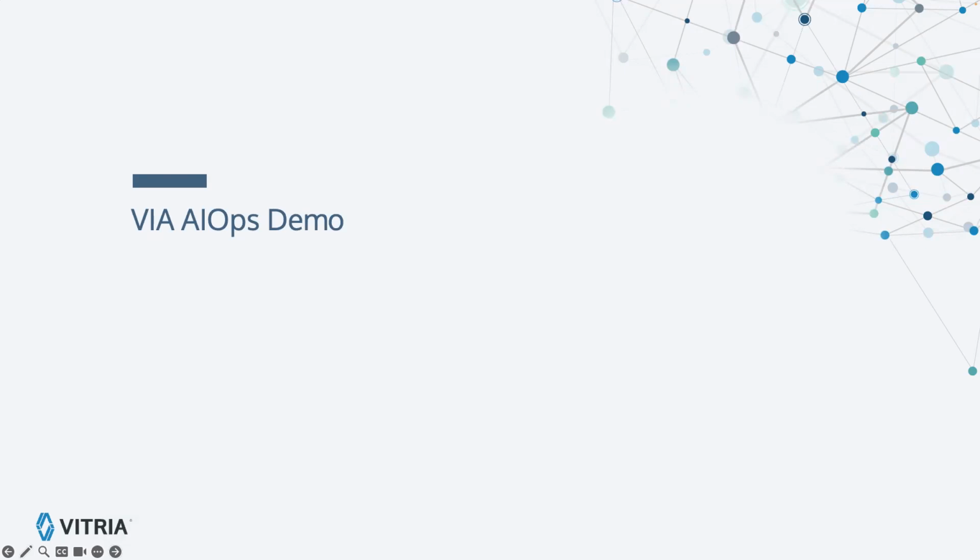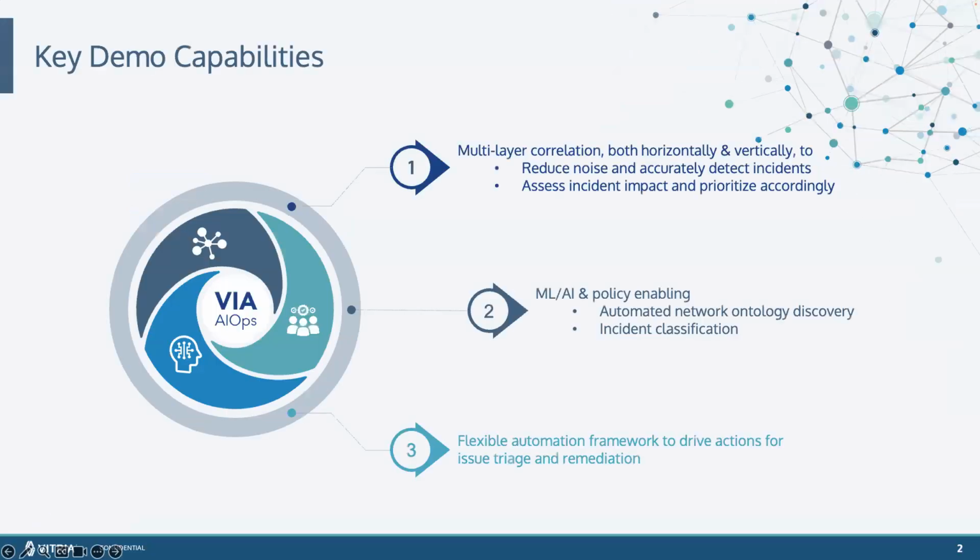Today, I'm very excited to share with you a demo of the Vitria Via AIOps product and platform. This demo is based on a 5G SA hybrid cloud-based mobile network, which has approximately 20,000 transport network devices. All of these devices are generating a continuous stream of metrics, events, logs, and traces, which are being ingested and processed by Via AIOps.